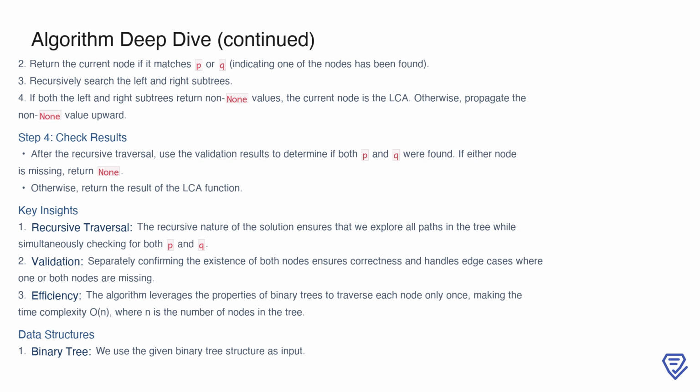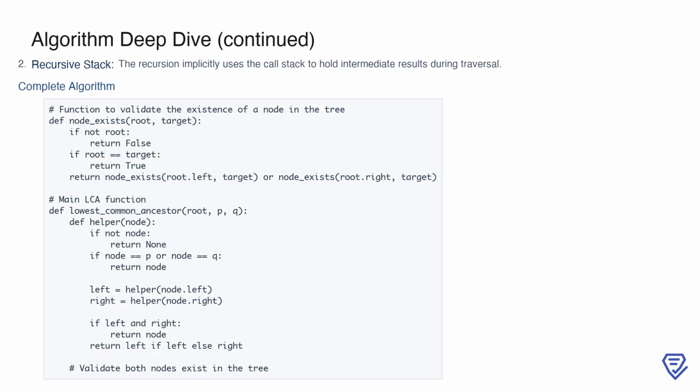Each node in the tree is visited only once, resulting in a time complexity of O(n), where n is the number of nodes in the tree. The recursive process relies on the call stack to manage intermediate results during traversal. This makes the recursive approach particularly well suited for binary trees, as the structure of the tree naturally aligns with a divide and conquer strategy.